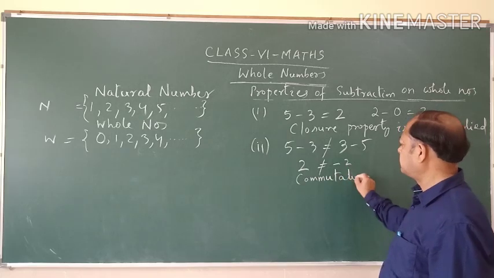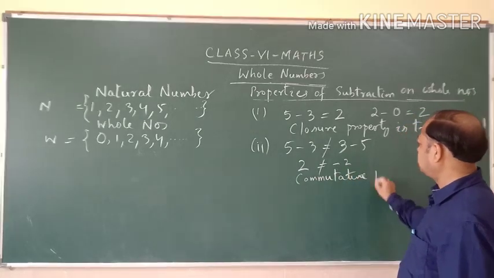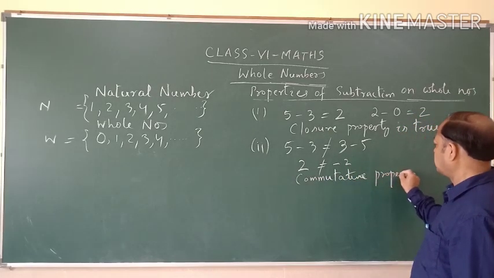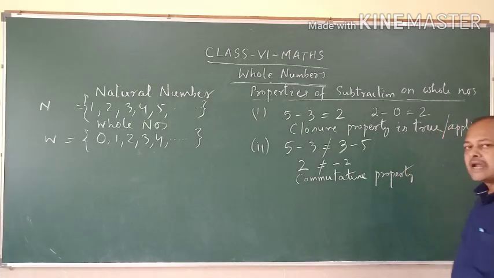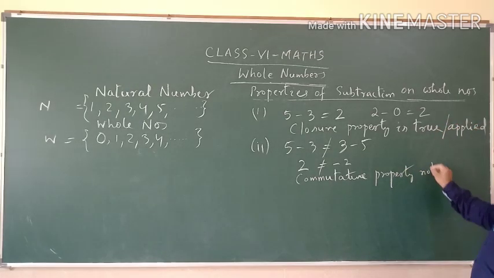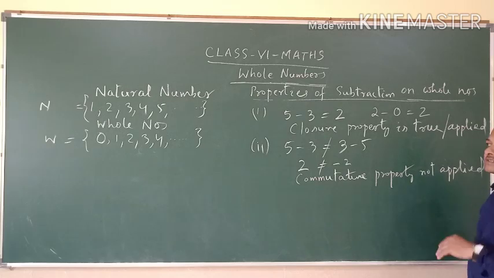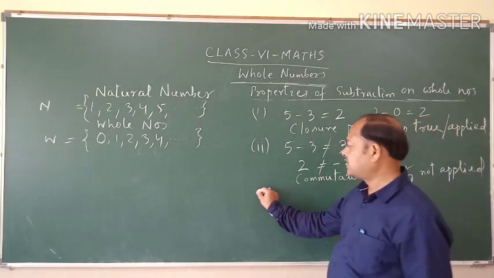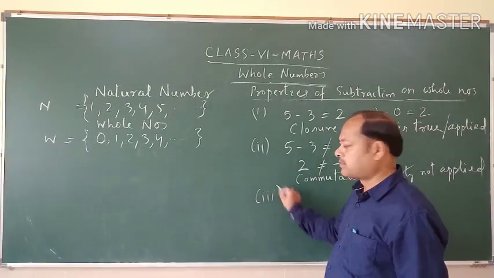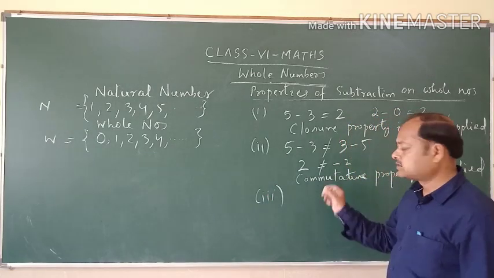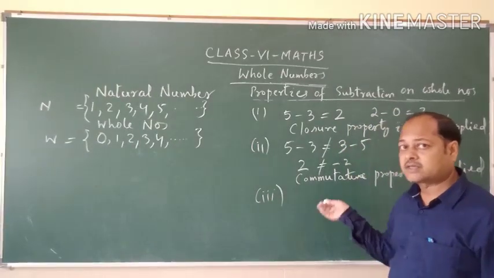Commutative property is not applied in case of whole numbers. So commutative property is not applied in case of whole numbers. Now we will discuss the next property, which we know is the associative property. Let's see whether the associative property will work here or not.